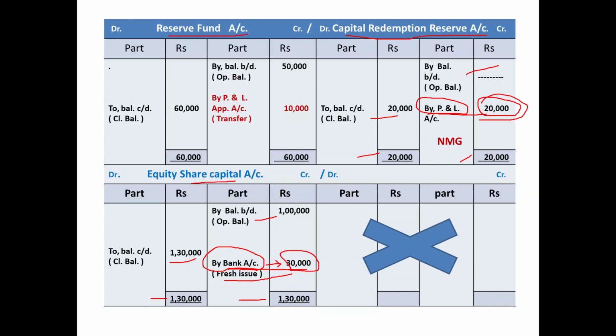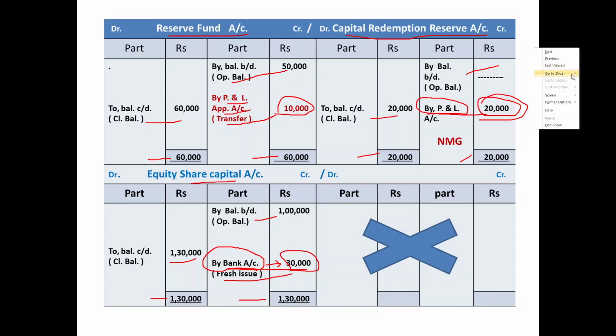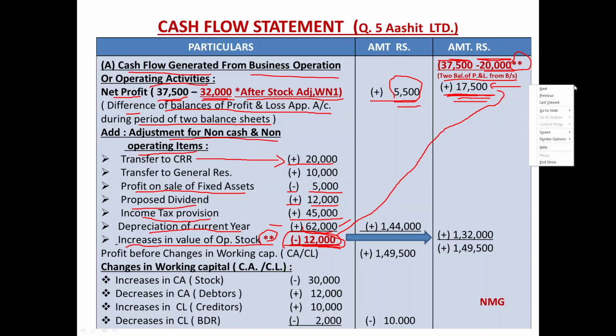Reserve fund account, opening balance 50,000, closing balance 60,000. Debit side looks bigger, total 60,000. Put it on the credit side 60,000. That gives a balancing figure of rupees 10,000 on the credit side. Current year saving, profit and loss appropriation account debited to reserve fund account credited, merely transfer. It's a non-cash item and that is why should be and will be added back in the current year's profit under the first title. Transfer to GR, rupees 10,000 plus.